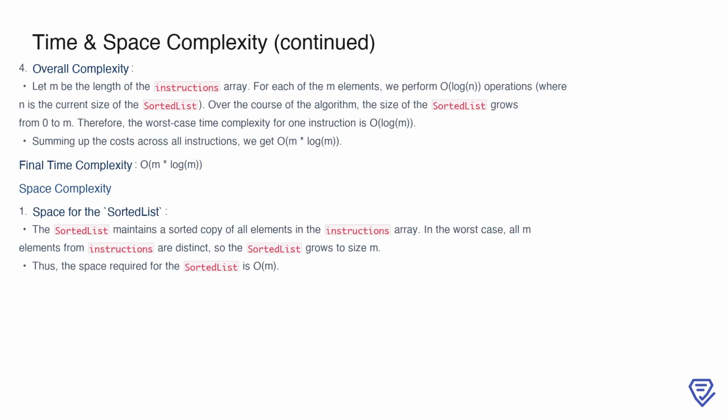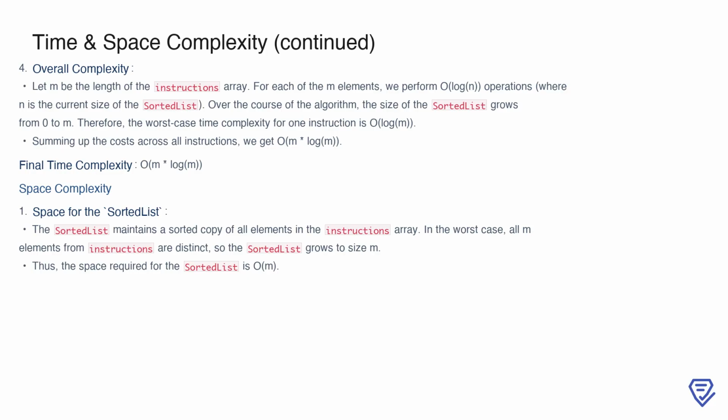Now, looking at the overall time complexity of the algorithm, let m represent the total number of elements in the instructions array. For each of these m elements, we perform operations that take O(log n), where n grows from 0 to m as we process the instructions. In the worst case, n equals m, so each operation effectively takes O(log m). Summing up the costs across all m instructions gives us a total time complexity of O(m log m).